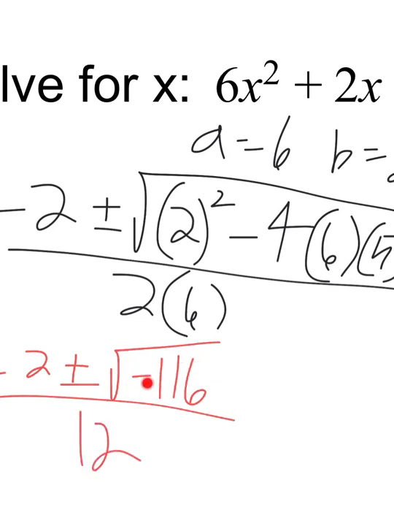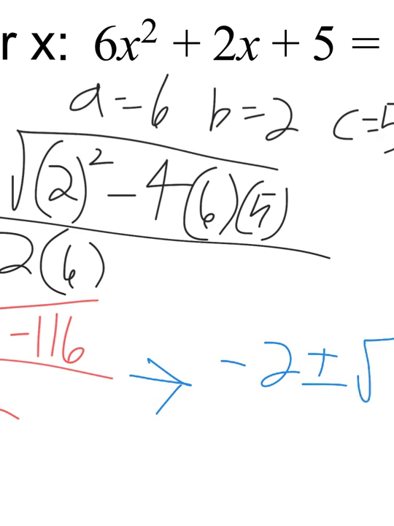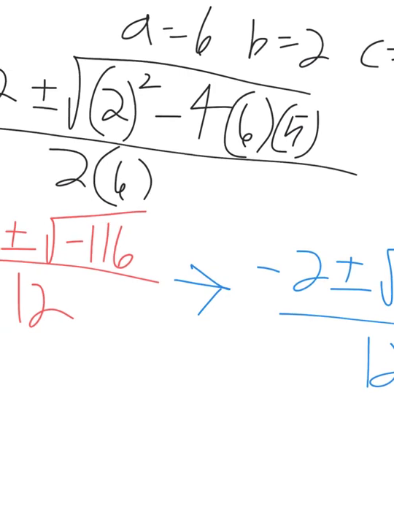So we need to simplify negative 116. That does simplify. I would start dividing it by numbers that are perfect squares, like divided by 25, divided by 16, divided by 9, divided by 4, and then you get a number. So this is going to turn into negative 2 plus or minus the square root of negative 116 divided by 4 is 29. So I'm going to write negative 4 times 29, all that's over 12. All right. So that's how you would simplify the square root of negative 116.